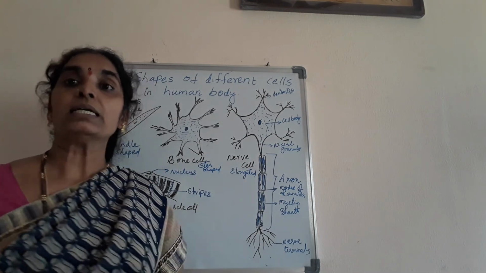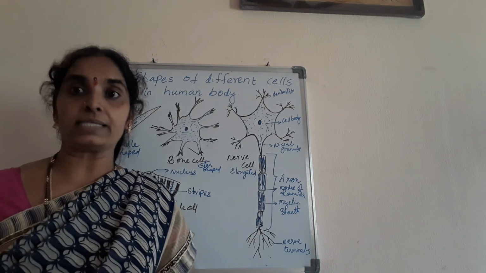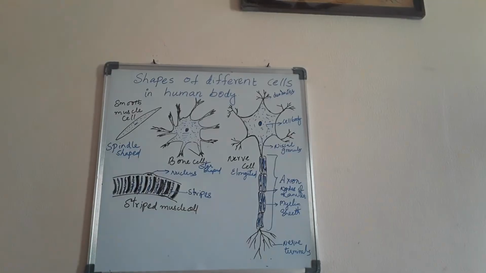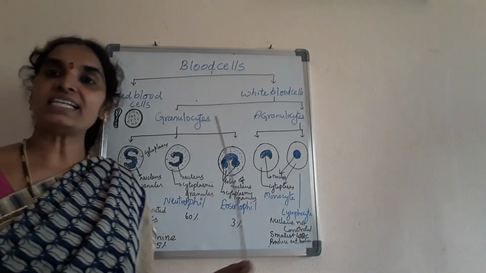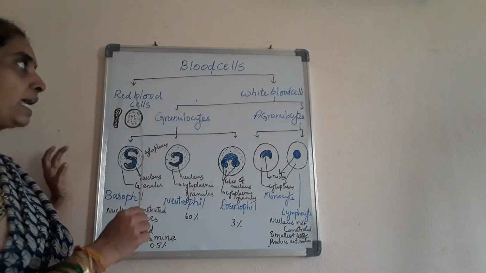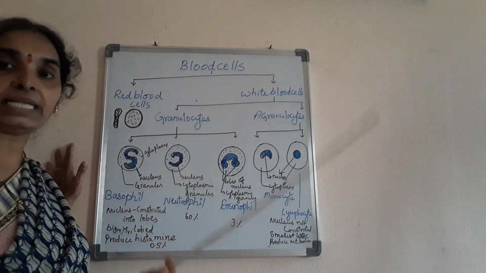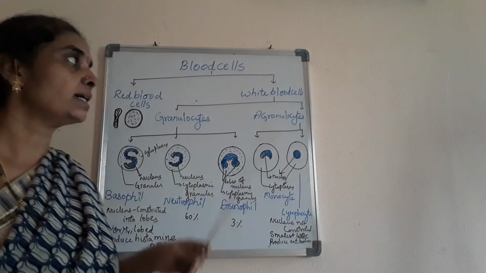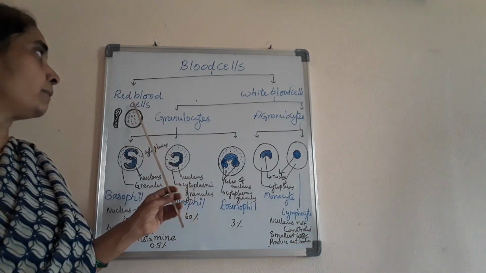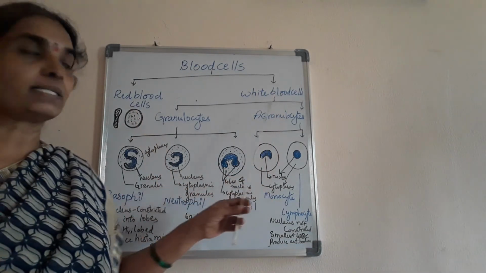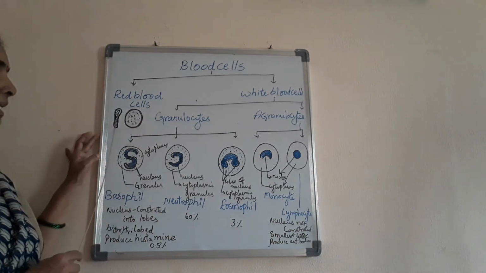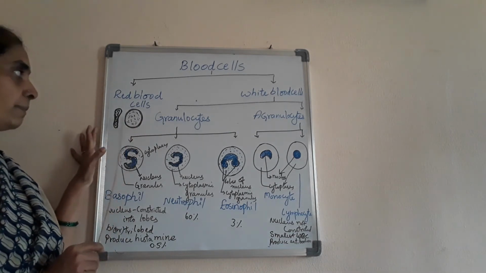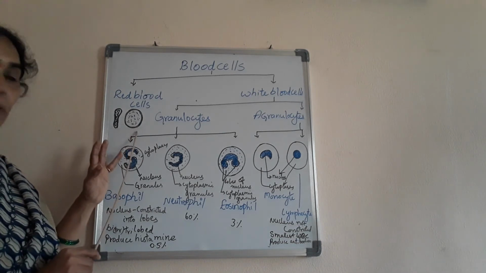Now we'll see the different types of blood cells in our body. Okay children, come on, note down. Coming to the blood cells in the human body, there are three types. There are red blood cells, white blood cells, and thrombocytes, that is blood platelets. Especially red blood cells and white blood cells, we will see the shapes here. Red blood cells are round, biconcave. They may be biconcave or round in shape, spherical in shape.